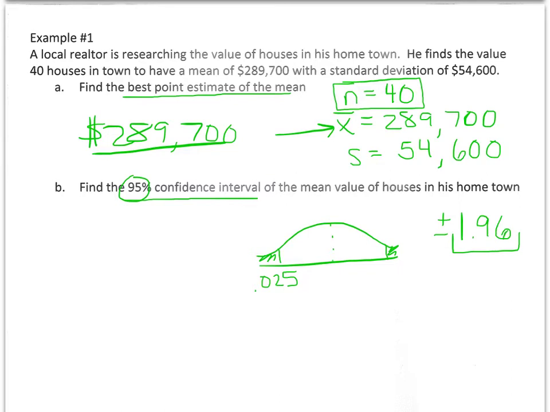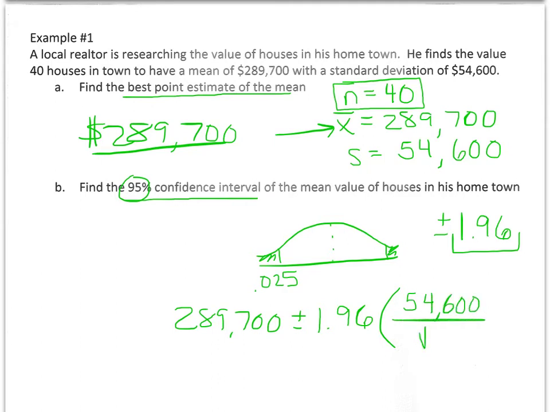So go back and look at the formula. The first thing it takes in is your x bar value, so 289,700. Then it says plus or minus your z-score, the 1.96. How far away from the mean are we going to go? Take your standard deviation and divide by the square root of your sample size.